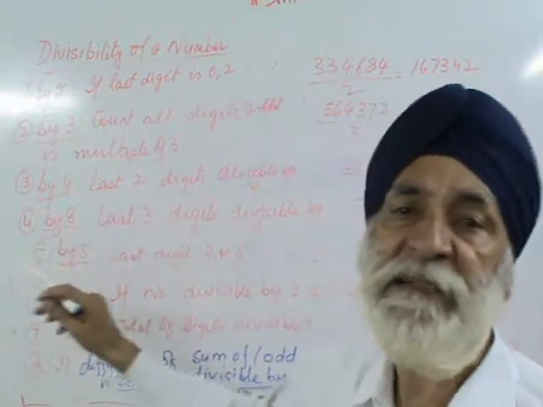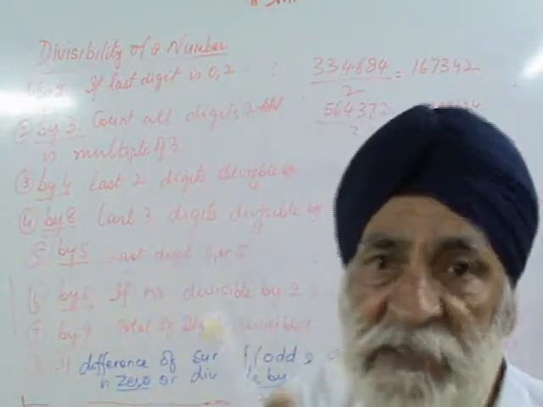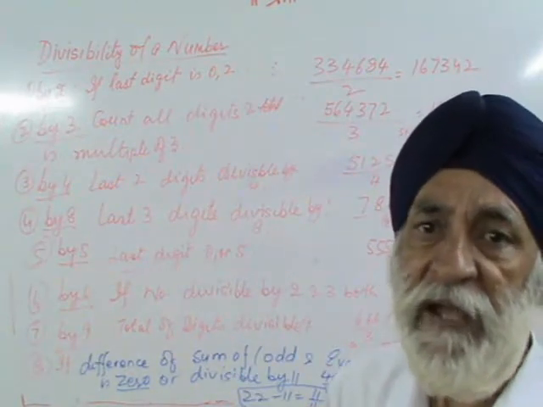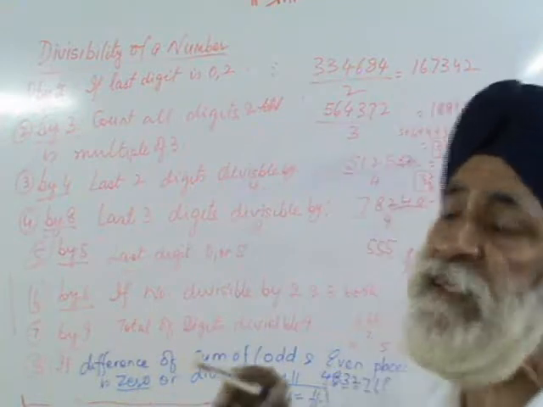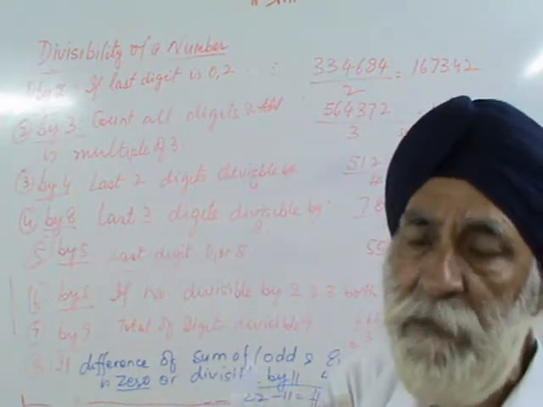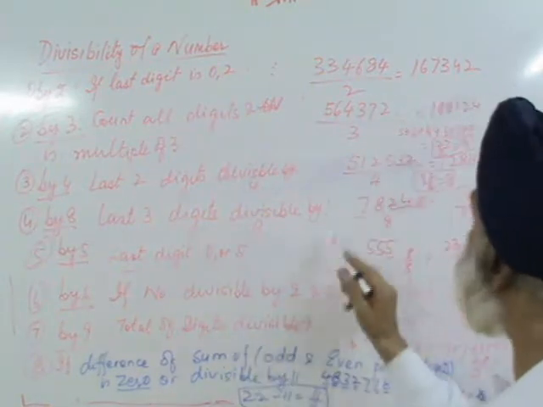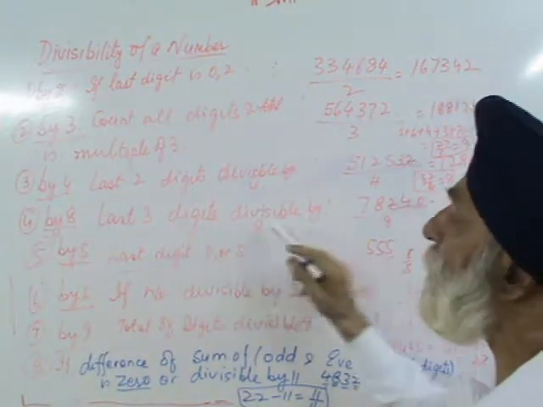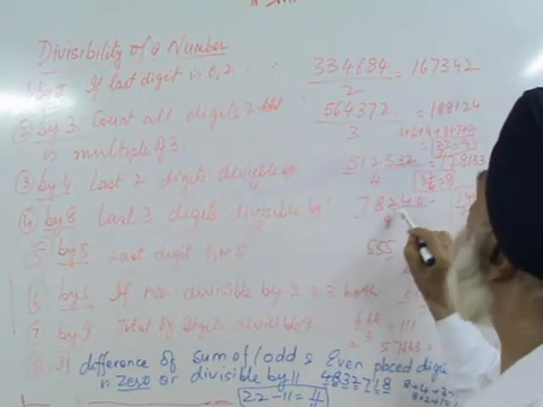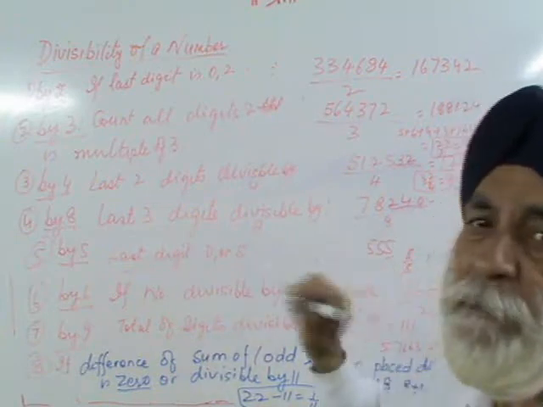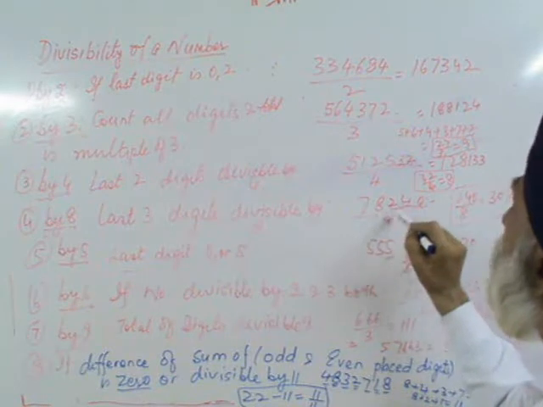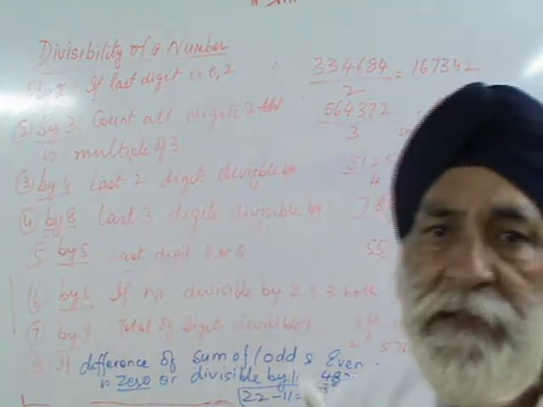Next is divisibility by 8. In the last 3 digits, that is the place value from 100, if that value is divisible by 8, it comes in the table of 8, then very safely we can say that it is divisible by 8. Like 78240, we see that 240 is a multiple of 8, so we can say that 78,240 is divisible by 8.